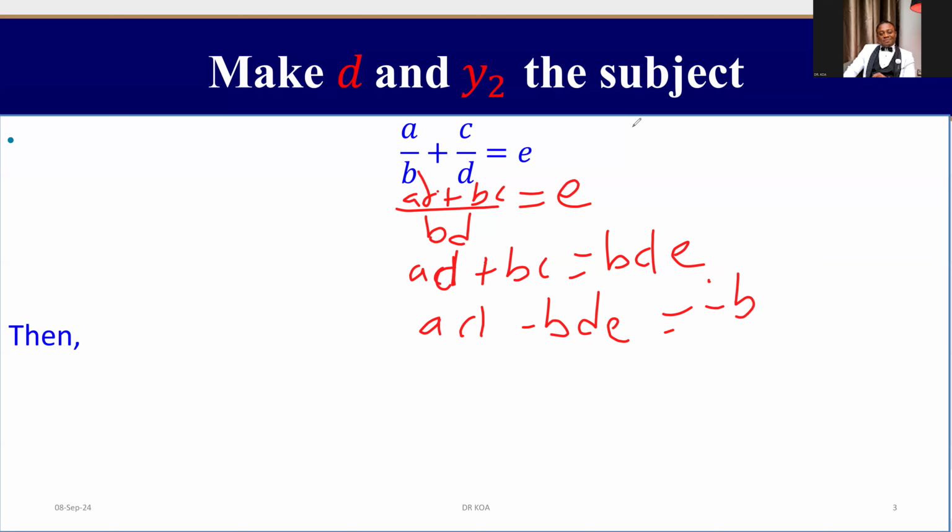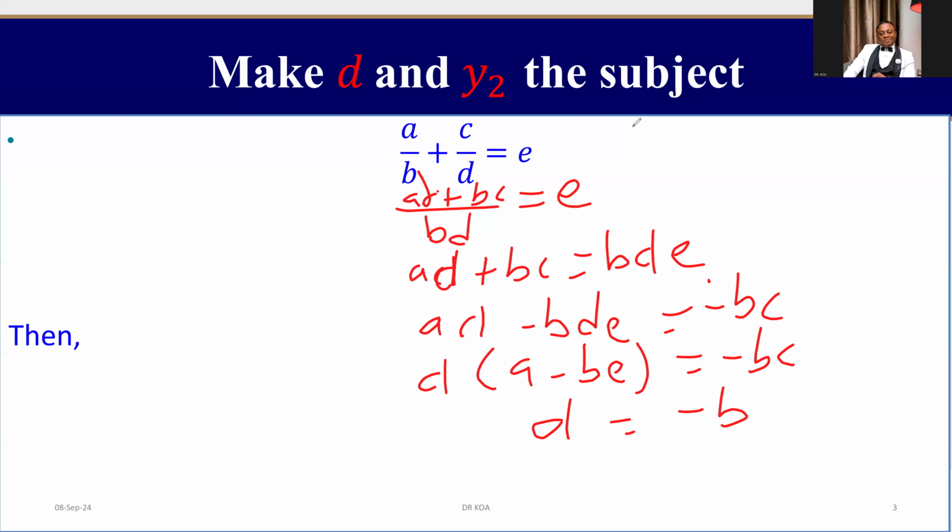minus BC. And now you can group like terms, which is D, and have A minus BE equals to minus BC. Divide both sides by A minus BE. So D is equal to minus BC over A minus BE.